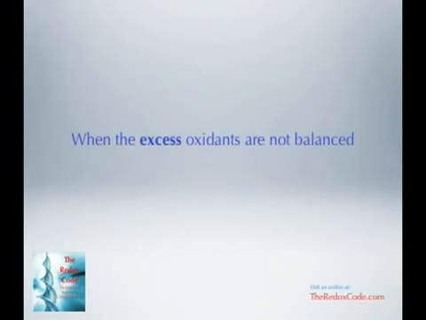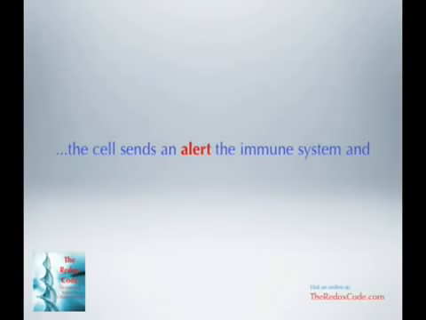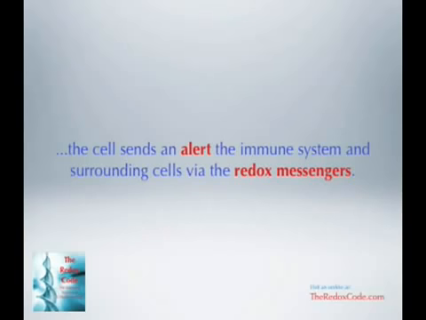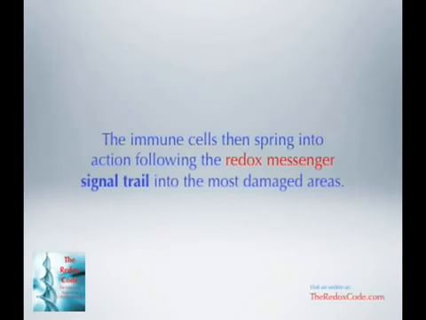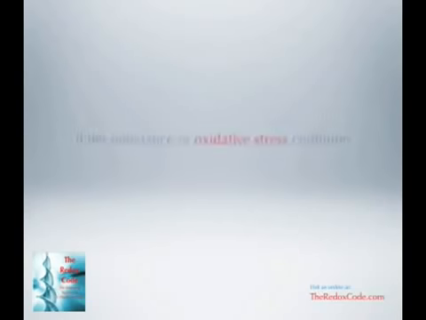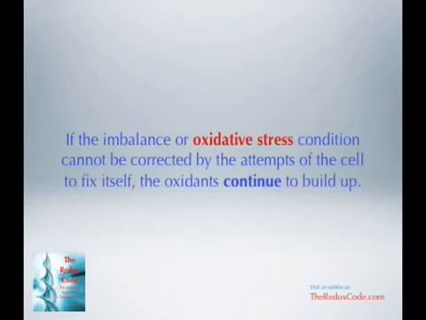When the excess oxidants are not balanced by the reductants and cannot effectively be neutralized by antioxidants, the cell sends an alert to the immune system and surrounding cells via the redox messengers. The immune cells then spring into action, following the redox messenger signal trail into the most damaged areas. If the imbalance or oxidative stress condition cannot be corrected by the attempts of the cell to fix itself, the oxidants will continue to build up.